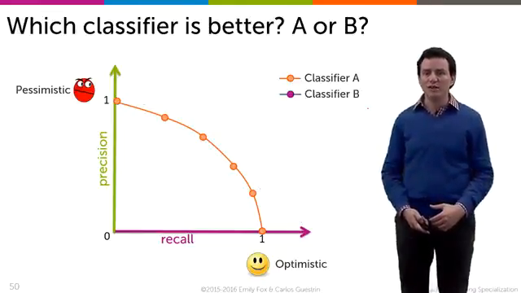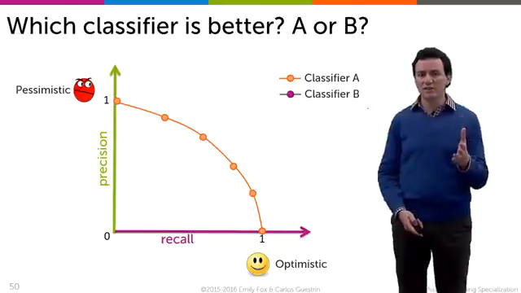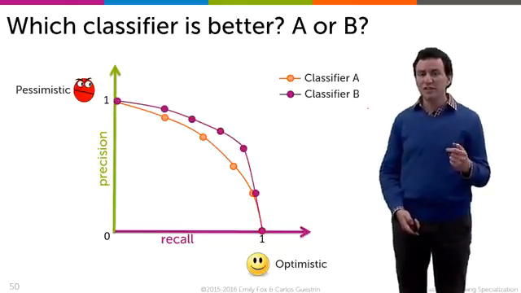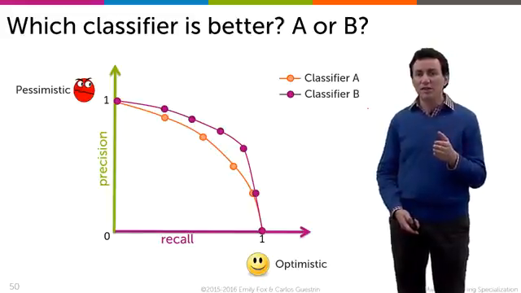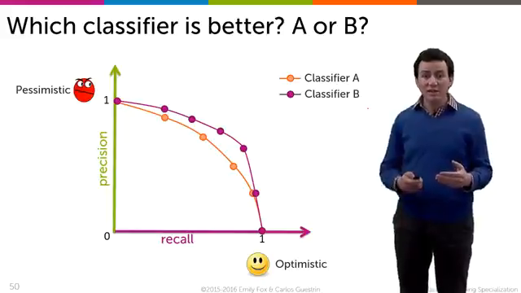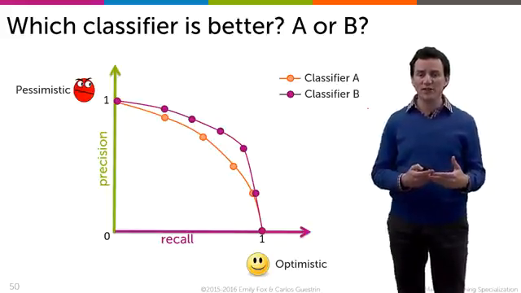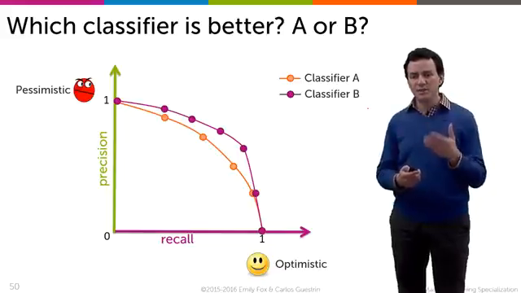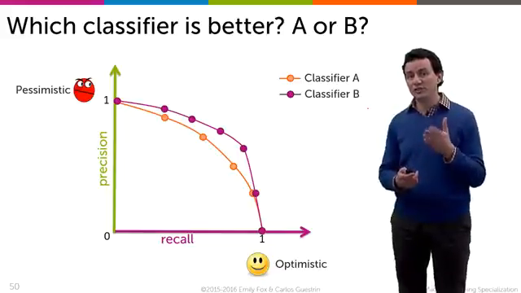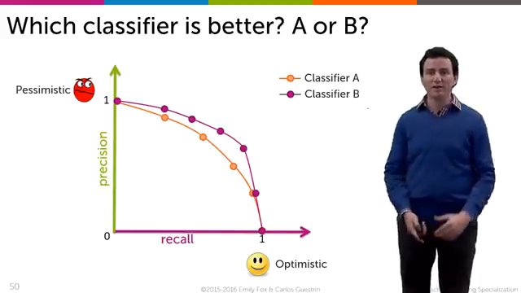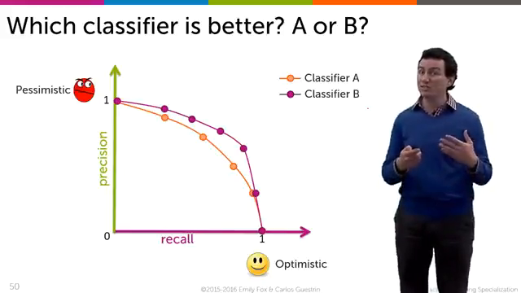So for example, let's say you have two classifiers, classifier A and classifier B. And you see that for every single point, classifier B is higher than classifier A. In that case, we can always prefer classifier B. No matter what the threshold is, classifier B always gives you a better precision for the same recall. So B is always better. However, life is not always this simple.